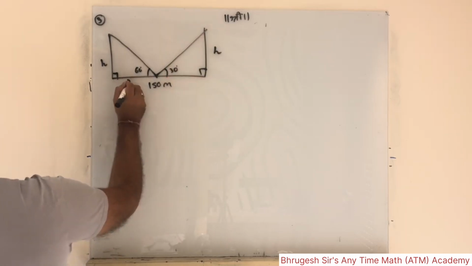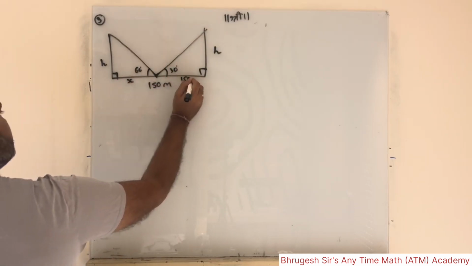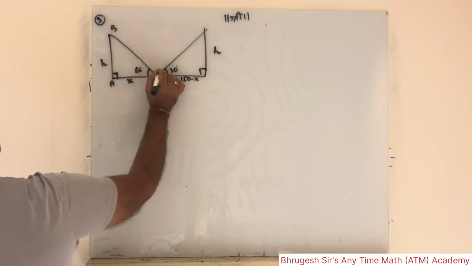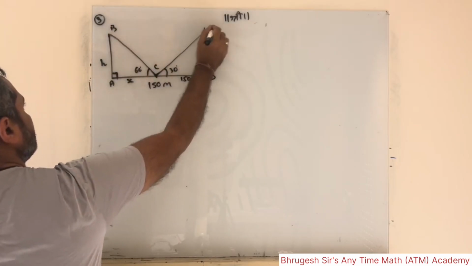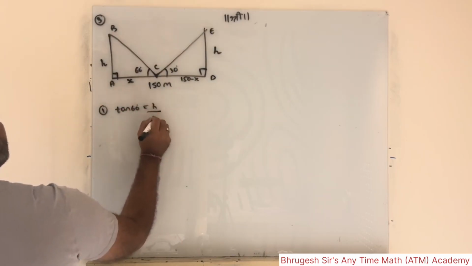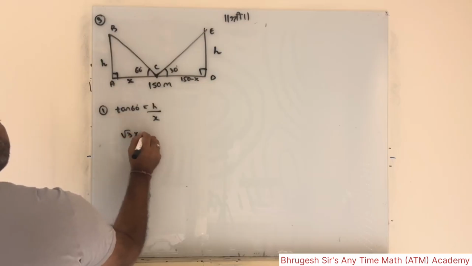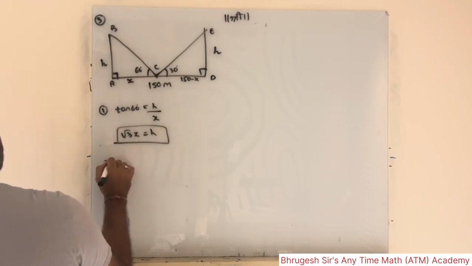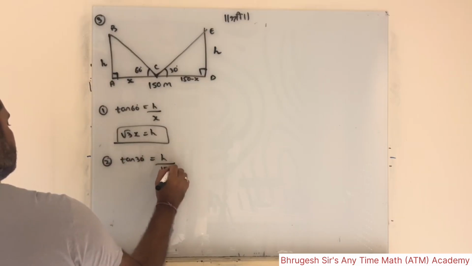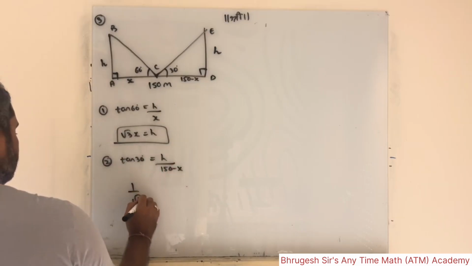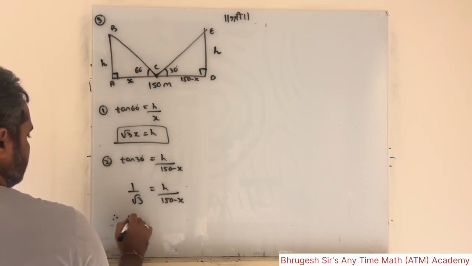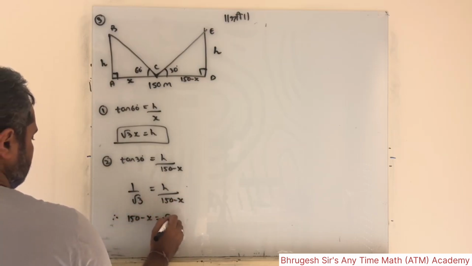So let us assume this part is x, so the remaining becomes 150 minus x. A, B, C, D, E. So first, tan 60 degrees is opposite h upon adjacent x. Tan 30 degrees is h upon 150 minus x. 1 upon root 3 is h upon 150 minus x. Therefore 150 minus x is equal to root 3h बेटा.